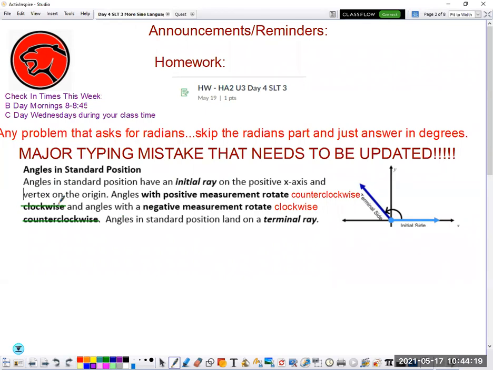There's a major typo. It says angles with positive measure rotate clockwise. That is incorrect. And angles with a negative measure rotate counterclockwise. That is incorrect. I need you to see where I have these green crossouts. I need you to take care of these, cross these out. This is correct. Write that in.